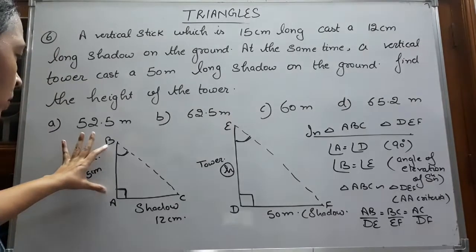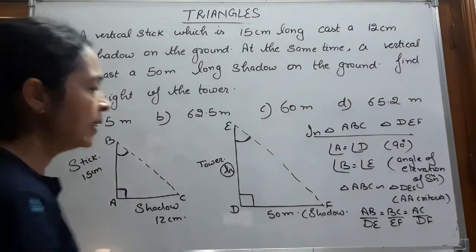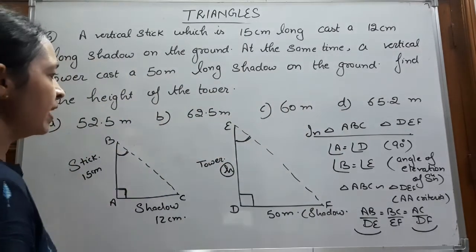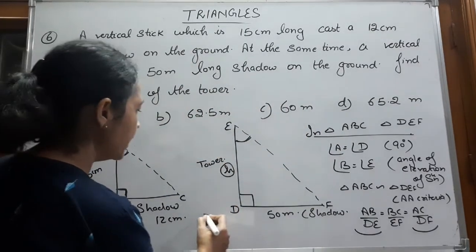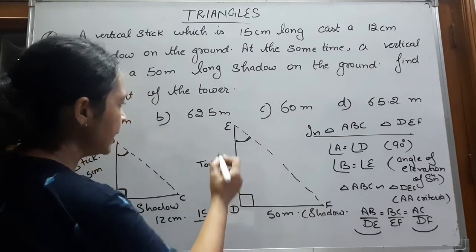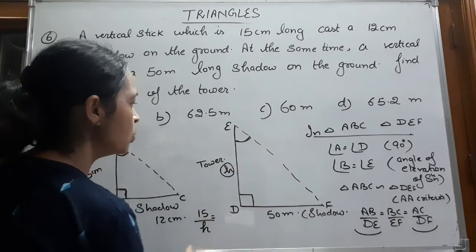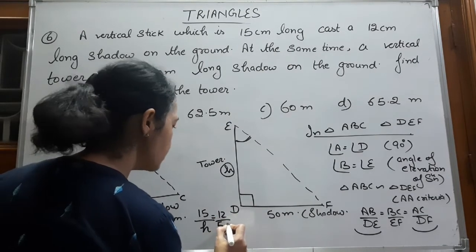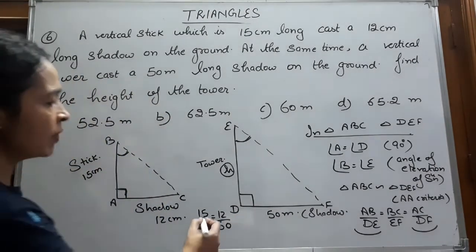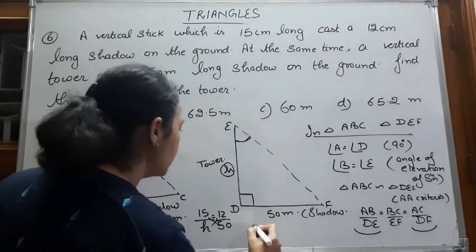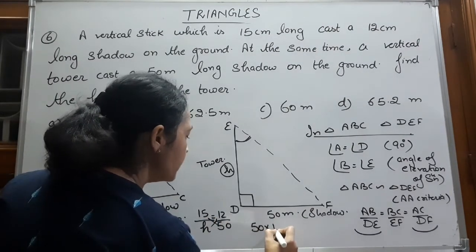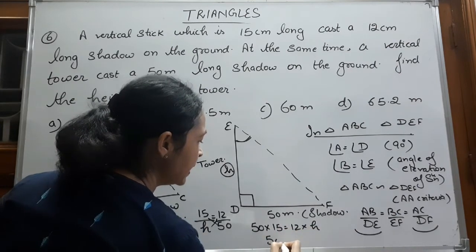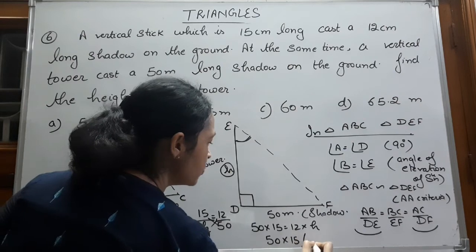Now, AB we have and AC also we have. Let's take AB upon DE and AC upon DF. We have AB 15 by DE, which is H, equals AC is 12 and DF is 50. We have to find the value of H, cross multiply. 50 into 15 equals 12 into H, and H is 50 into 15 by 12.